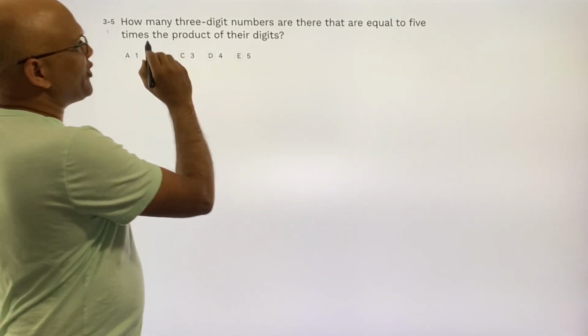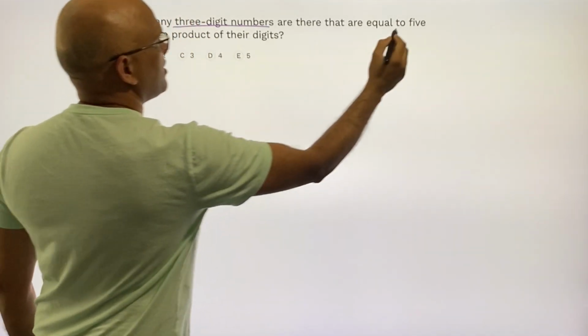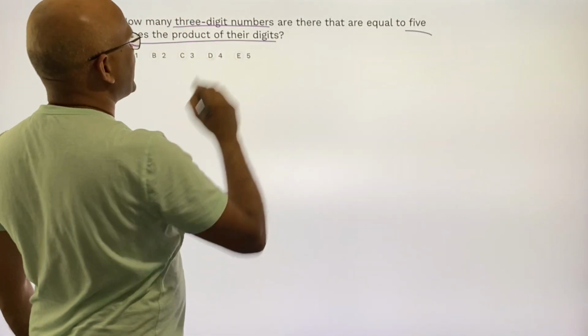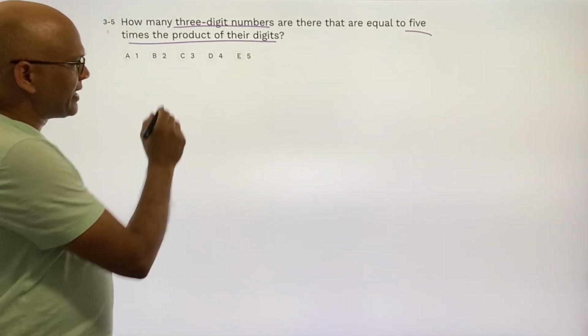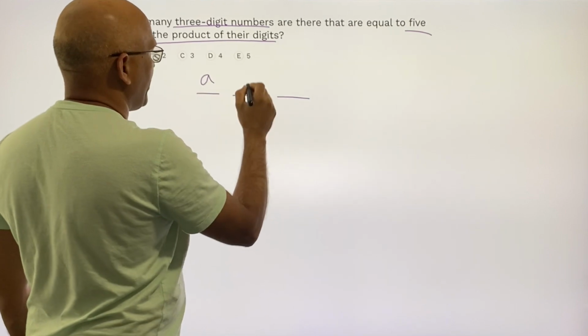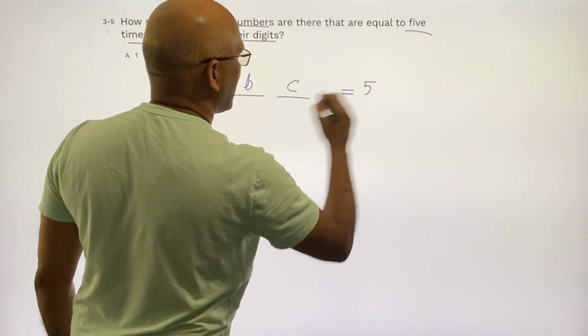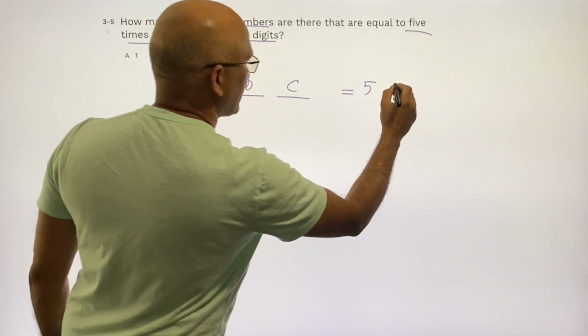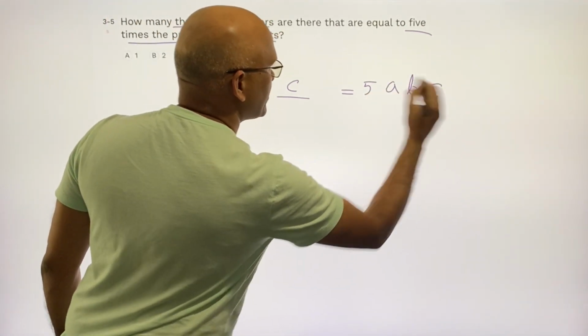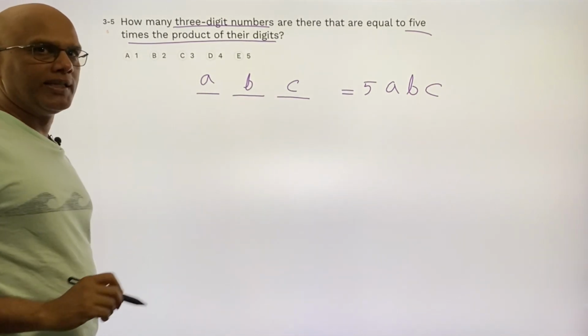How many 3-digit numbers are there that are equal to 5 times the product of their digits? Okay, so let's take a 3-digit number ABC. This number is 5 times the product of their digits, that is A times B times C. This is the hundreds place, this is the tens place, this is the ones place.